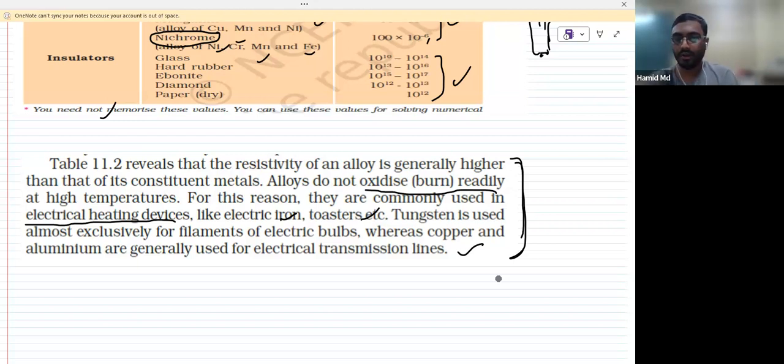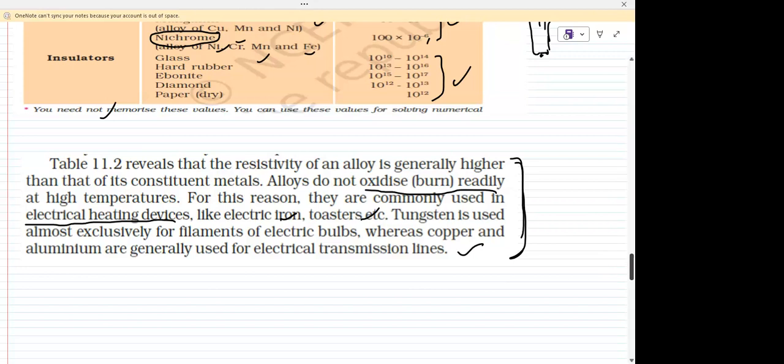Jaslyn and Ridwan, it is a bit fast, but is it still clear? Yes, sir. Madiha, is it clear to you? Yes, sir. Any doubts? No, sir. Any question?